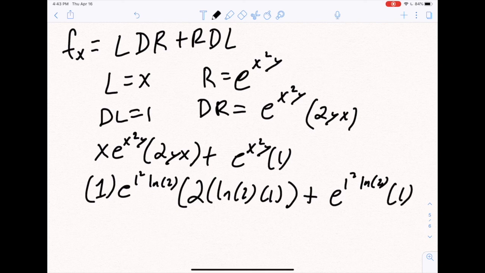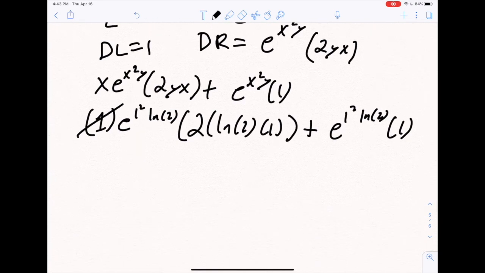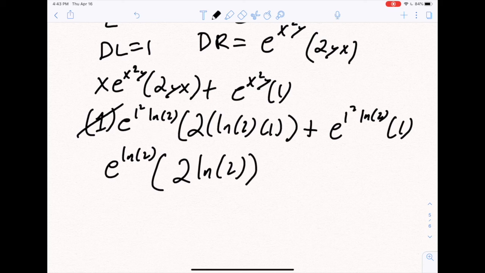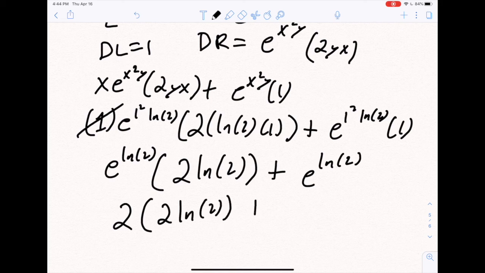This might seem like a lot, but believe me, it does simplify down a lot. All right, 1, we don't have to worry about that. e to the 1 squared times natural log of 2, well, that's just e to the natural log of 2, all times 2 times the natural log of 2 times 1, which is just 2 natural log of 2. Plus e to the 1 squared natural log of 2 times 1 is just e to the natural log of 2. So what is e to the natural log of 2? Well, remember, e to some power and the natural log of that thing, they undo each other. So e to the natural log of 2 is just 2. So we end up with 2 times 2 natural log 2 plus 2. And that can simplify to be 4 times the natural log of 2 plus 2.